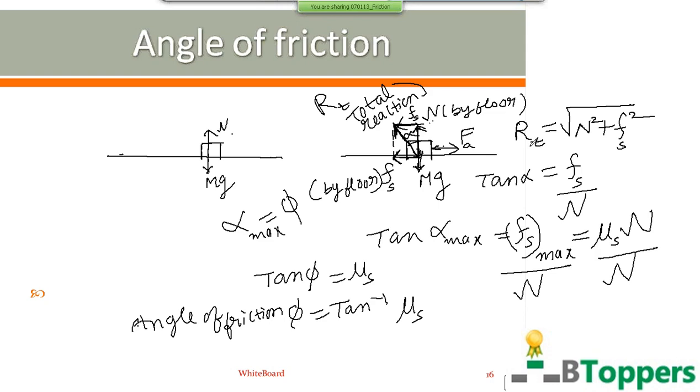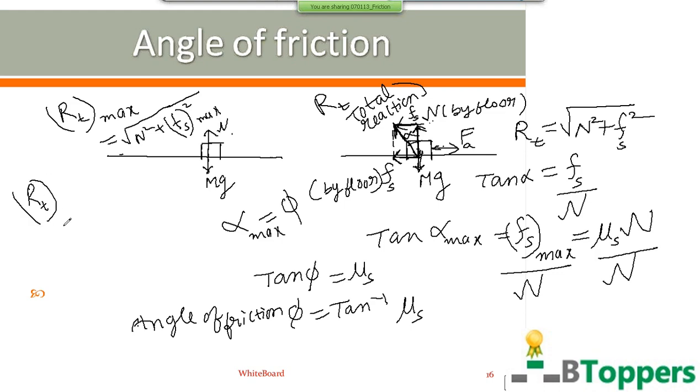And sometimes you may be asked to find the maximum value of the total reaction. The magnitude of the total reaction reaches the maximum value at the instant the static friction reaches the maximum value. That is root of N squared plus Fs maximum squared. The maximum value of the static friction is equal to mu_s into N.